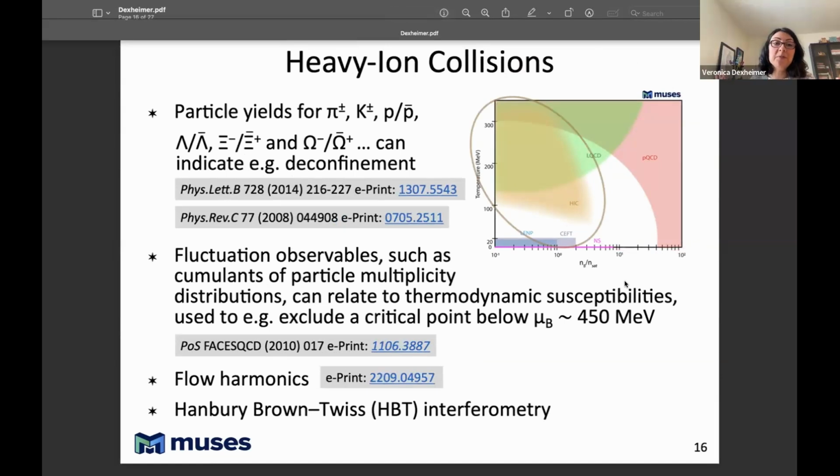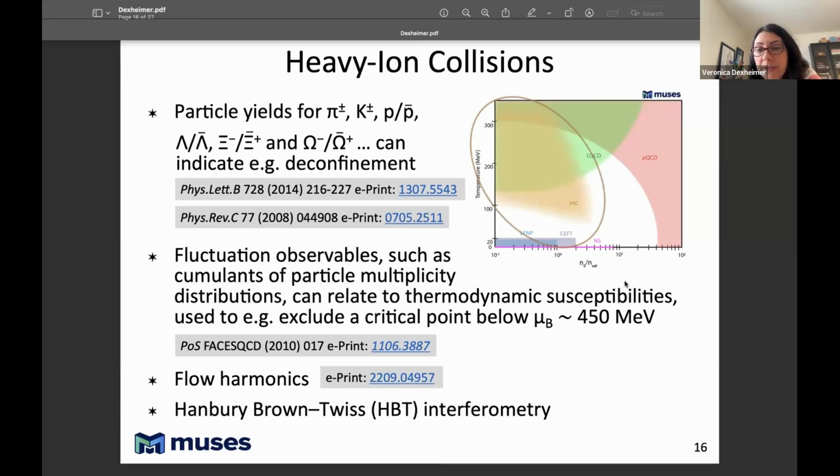I'm not going to be the one here telling you about heavy ion collisions, because I'm pretty sure everyone here knows way more than me about the topic. Just important to highlight that there is a lot of information that comes from heavy ion collisions. That's why this is such a large region in the phase diagram.